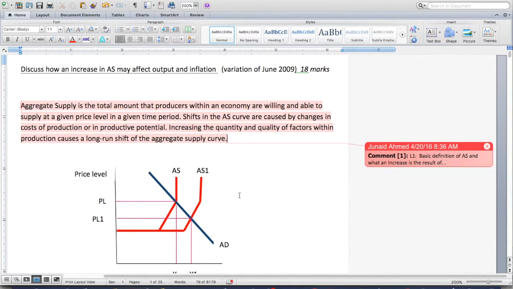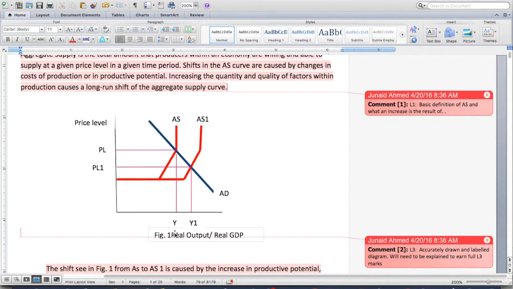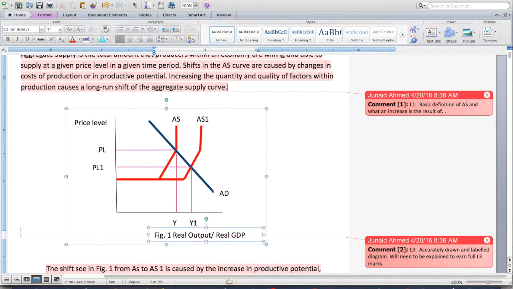That definition is correct. The thing I like is also that there's a little bit about the shifts and what causes them. And you don't need to go into detail because this is only the intro, but it spells out to me that the person knows what AS is and knows what shifts it. Then we have a diagram labeled figure 1, which is good because it indicates to me that this person has taken on board the advice.